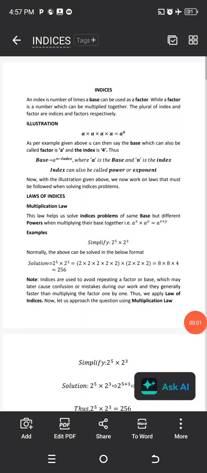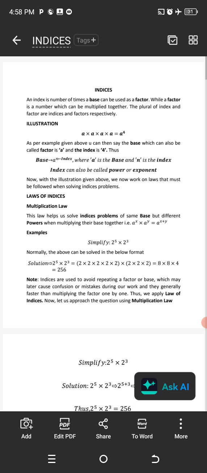Good day once again. In this class, we'll be talking about and working on a topic which is indices. From the note given, an index, which is the singular of indices, is a number of times its base can be used as a factor. A factor is a number which can be multiplied together. So the plurals of index and factor are indices and factors respectively.